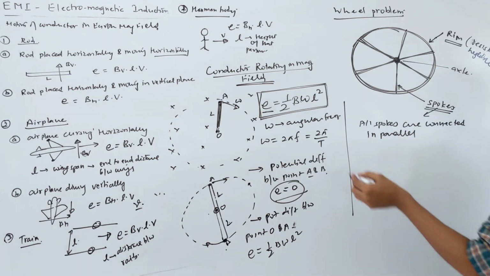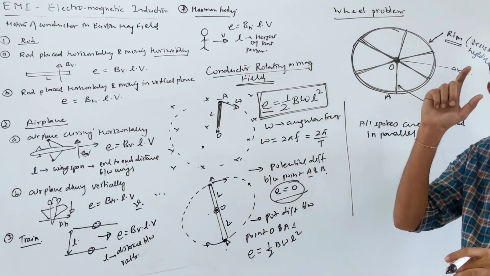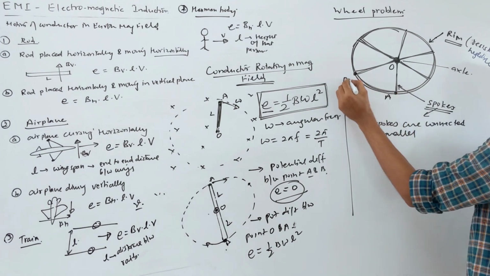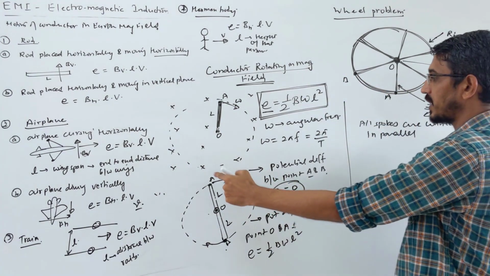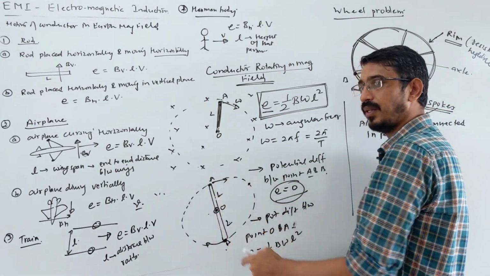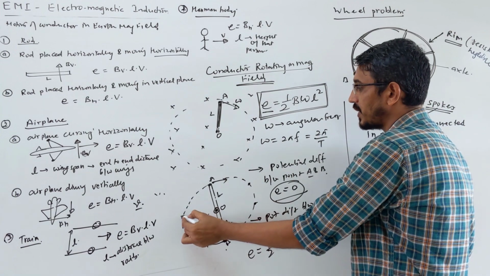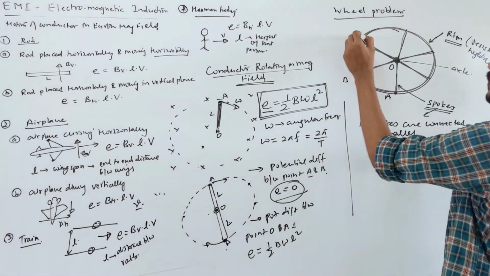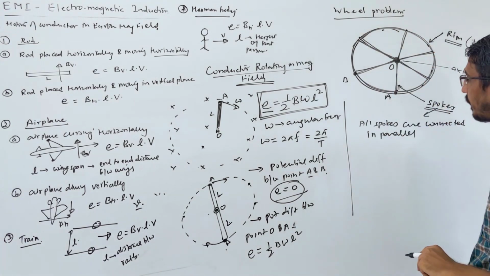So if they ask about the potential difference between any two rim points, like this is point A and this is point B, what is the potential difference between these two points? Zero. Any point on the circumference has the same potential, so the potential difference is zero. Any point you take on this rim, the potential will be the same.